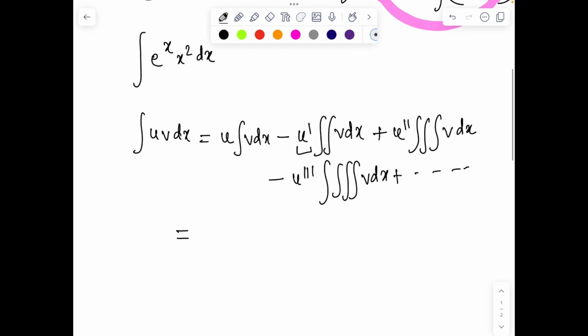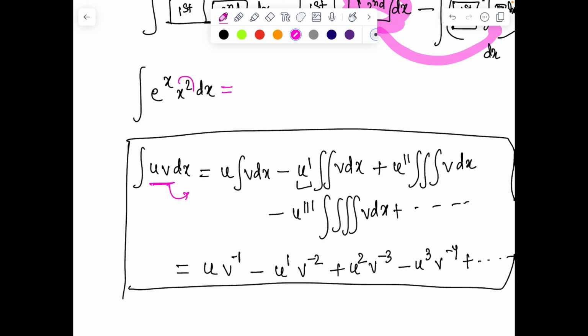In a cool way I can write: leave u, integrate v, let's call it with this symbol v minus 1. v minus 1 is integration of v one time, minus u1 v minus 2, plus u2 v minus 3, minus u3 v minus 4, and plus minus.